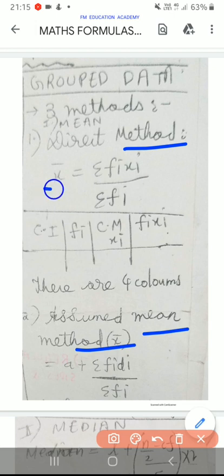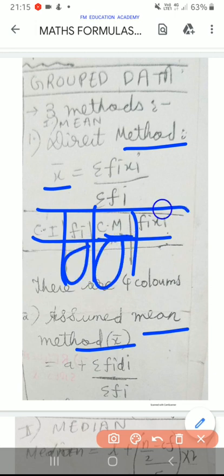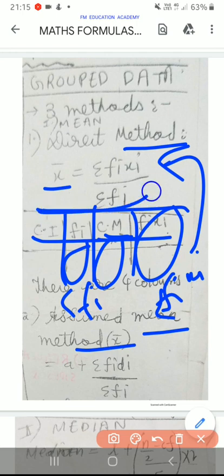So in the direct method, first, how many columns are there? 4 columns are there. The first column will be given to you, class interval, and the second column will be given to you, frequency Fi. You have to find out the class mark, which is equal to lower limit plus upper limit divided by 2, and you have to multiply the values of the Fi column and the Xi column to get Fi Xi. Find out the total of Fi Xi, find out the total of Fi, and substitute in the formula of mean: x bar is equal to sigma Fi Xi by sigma Fi.